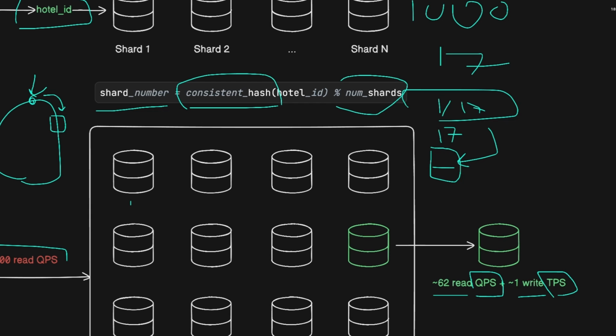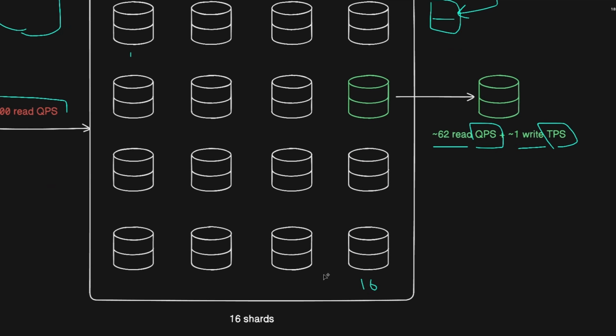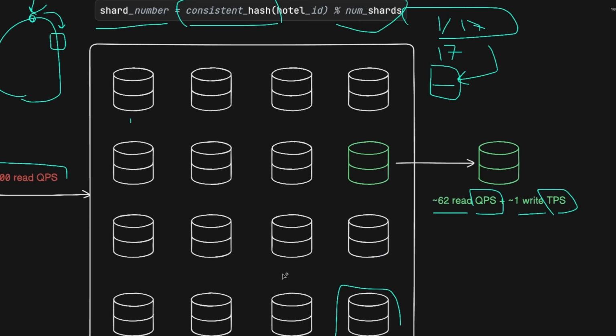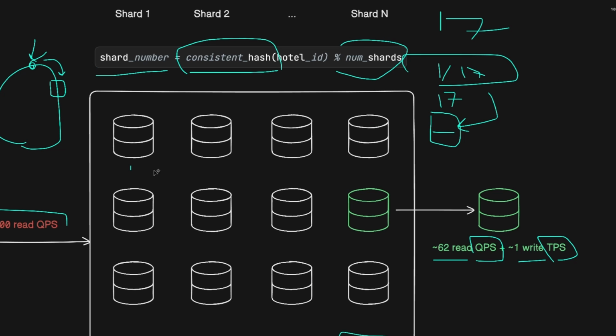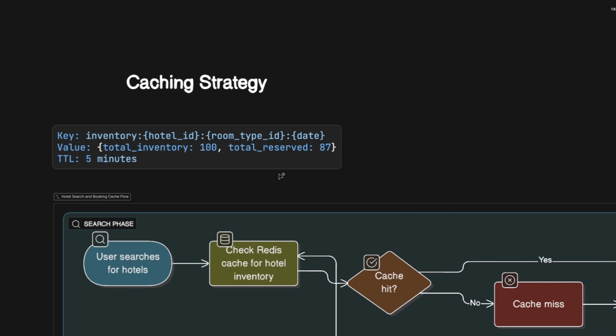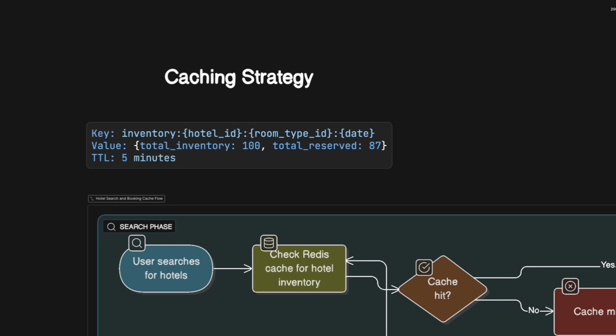So with consistent hashing, adding a new server only affects the keys between it and the previous server, which is number 16. Whereas with modulo sharding, you need to basically reshuffle all the data. So with a small number of shards, modulo sharding is the way to go. And if you know that you will be typically adding new shards to the database, then consistent hashing is a better solution here. Now let's see the caching strategy that we can use for the hotels.